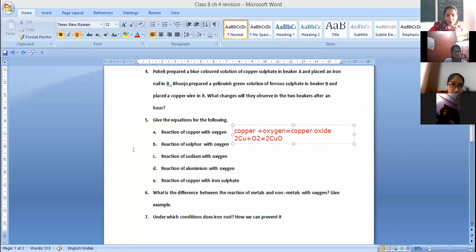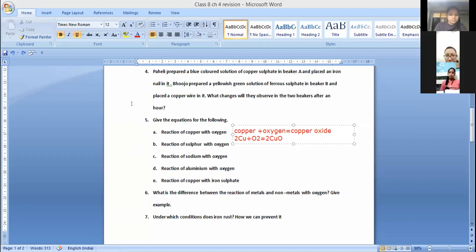So let's move to question number 5. So these are the reactions. Kindly write down these reactions. After that, 6, difference between the reaction of metals and non-metals with oxygen, and give one example of each. You know, metals when react with oxygen, what do they form? Metal oxide. And non-metals, what do they form? Ma'am, non-metallic oxide. Non-metallic oxide. Give one example of it. In non-metals, you can give the example carbon plus oxygen or sulfur plus oxygen. And in metals, you can give sodium plus oxygen. Any one of the reactions you can give.